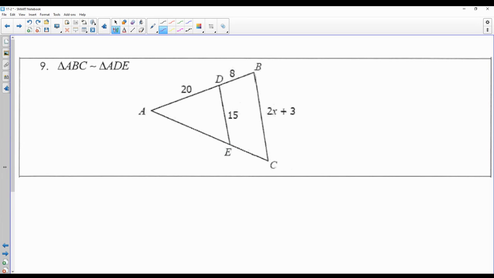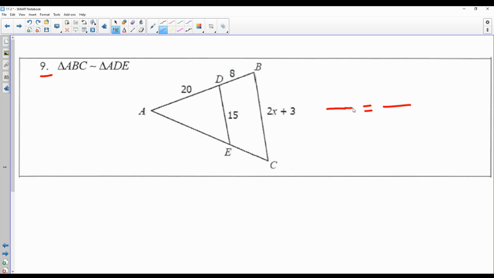All right, here's another homework question for you. This is number 9. They've given us the triangle similarity statement. They're just asking us to solve for x. That's all that they've asked us to do, is solve for that x right there. So all we're going to do is set up a proportion problem. Remember, a proportion problem, that's pretty much the whole thing that you're going to do on all these.